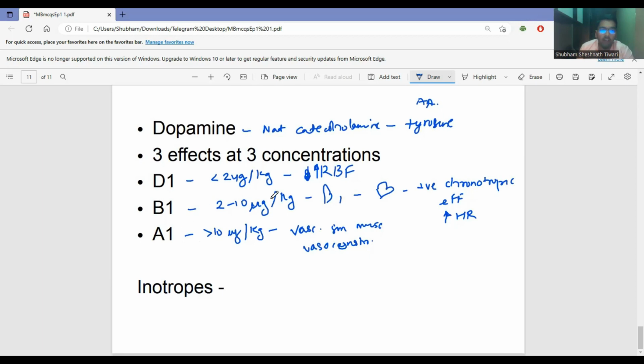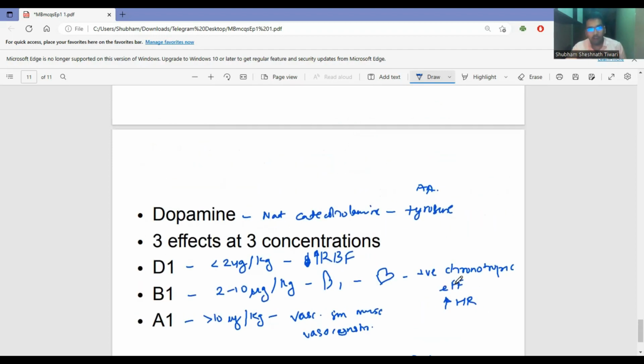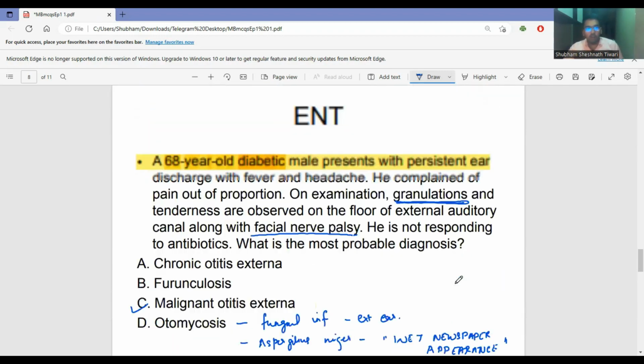And as we notice that at 2 to 10 it's chronotropic, so I want to discuss with you what inotropes are. Inotropes are the drugs which increase contractility of the heart, and examples for this are dobutamine, digoxin even. These are your inotropic drugs. So yeah, that was about it.